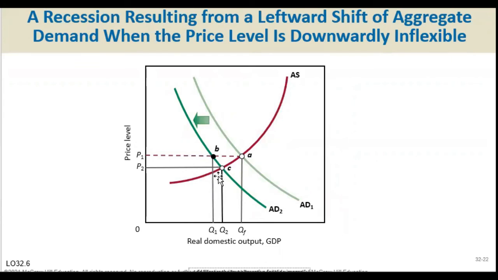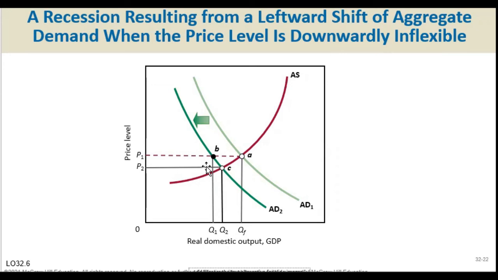In this graph over here, we have a decrease in aggregate demand that causes a recession. If there's a decrease in aggregate demand from AD1 to AD2, and let's say the prices are flexible downward, that will move the economy from A to C. And we represent here output of Q2 if the prices were flexible downward.